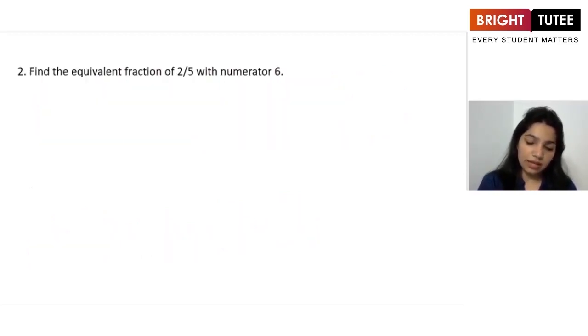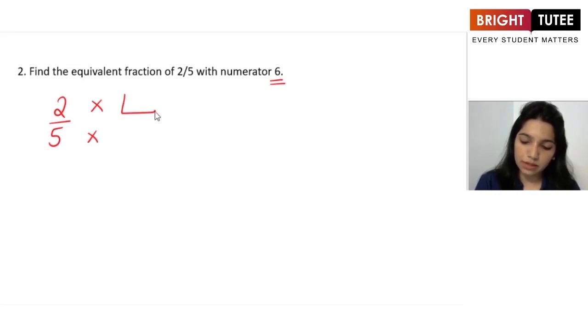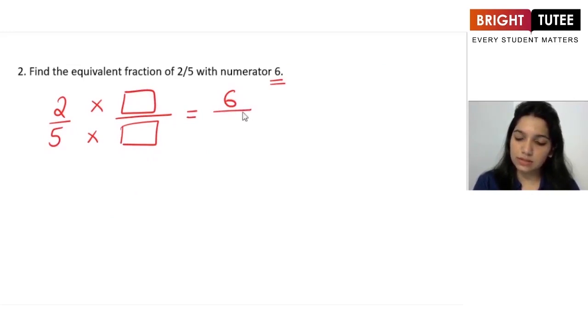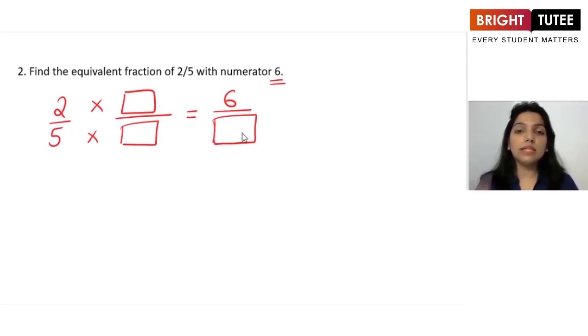Moving ahead, here it says to find the equivalent fraction of 2 over 5 with the numerator 6. Clearly we are mentioned 2 over 6. So look how you should write it so that you have a clear picture. 2 over 5 needs to be multiplied by something. So I'm just putting boxes here so that I get 6 as the numerator and I need to find the denominator as well. So these 3 boxes need to be filled and we are just given 2 over 5 as the fraction from which we are going to start, and at the end we should end up having 6 as the numerator. Okay, so think about your 2 times table.